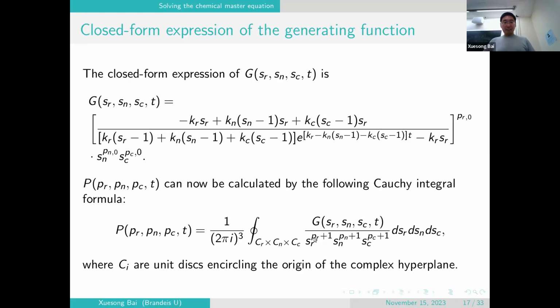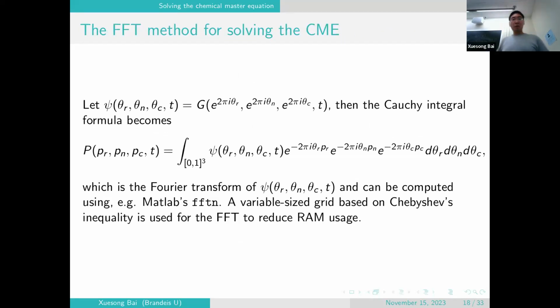Well, in practice, we don't really use this formula numerically. Instead, okay, any questions? Okay. Instead of using this formula, we do a change of variables. We set these variables to be e to the 2 pi i theta. And then this Cauchy integral formula just becomes this.